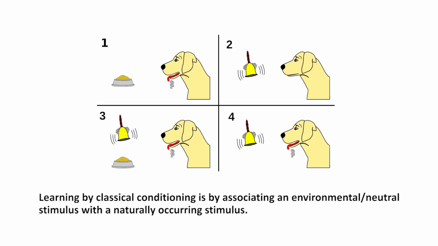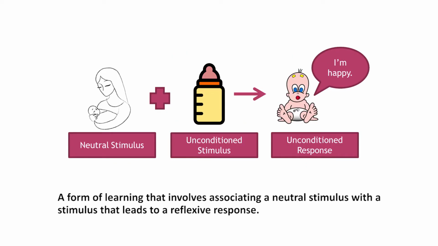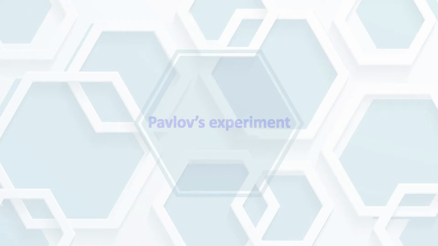Learning by classical conditioning is by associating an environmental or neutral stimulus with a naturally occurring stimulus. Classical conditioning is defined as a form of learning that involves associating a neutral stimulus with a stimulus that leads to a reflexive response. Now on to Pavlov's experiment.